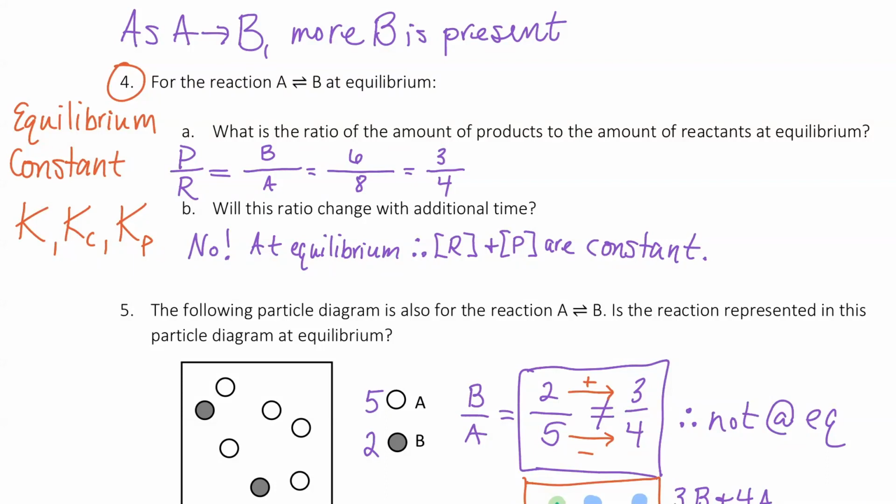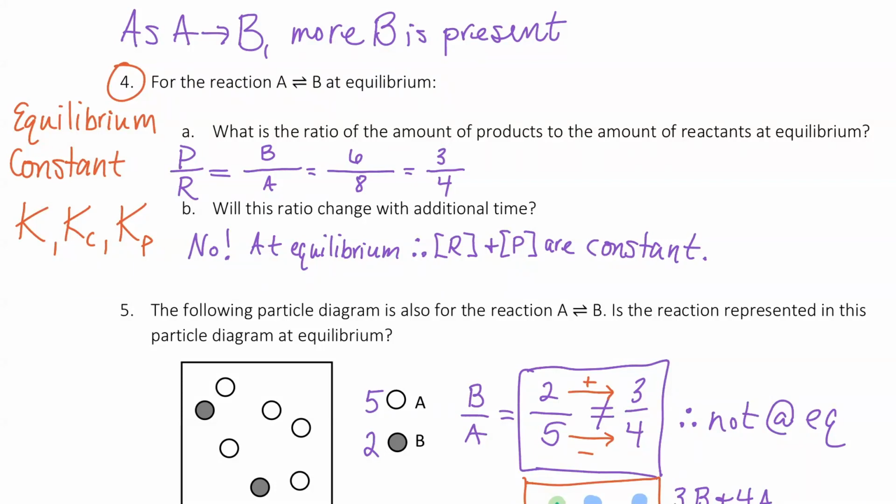We can also write a Kp expression using partial pressure, same thing. Partial pressure of the products raised to the power of their coefficients over partial pressure of the reactants raised to the power of their coefficients. Same deal. Can't measure partial pressures of liquids or, I'm sorry, solids. In this case, you wouldn't have an aqueous solution that you're going to measure the pressure of, because you can't.